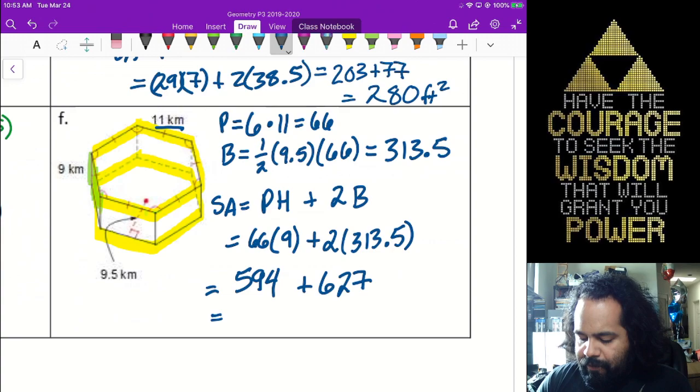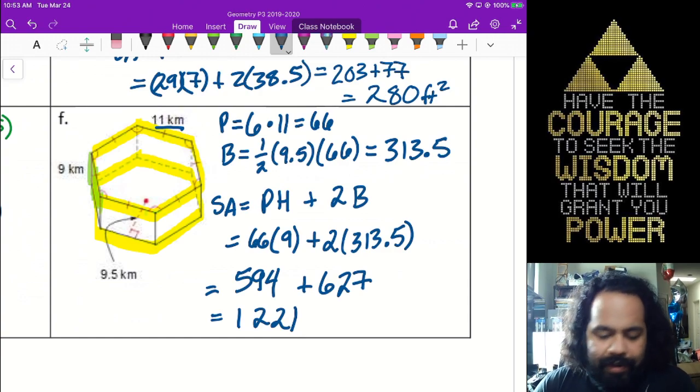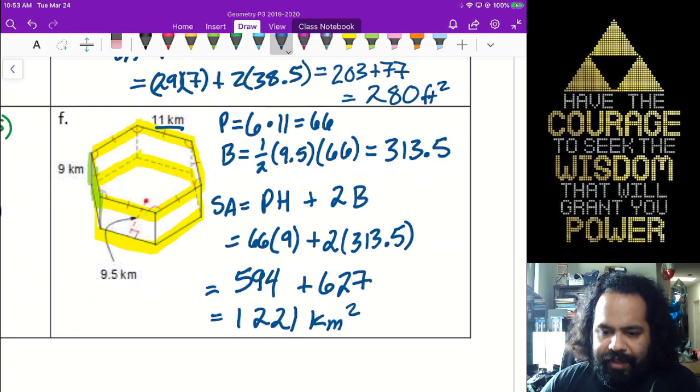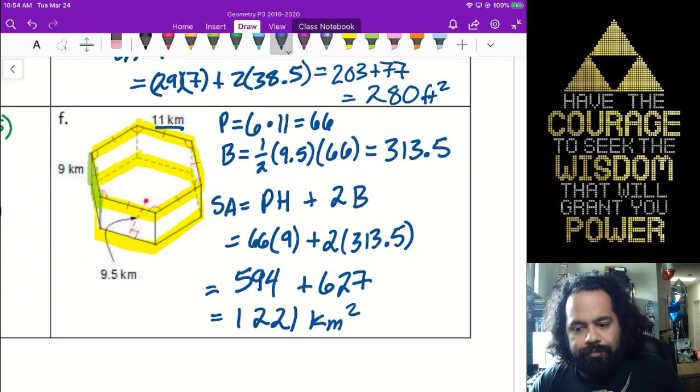So 594 plus 627, I can type in my phone. My sticker fell off on my phone, so it just feels weird. So 1,221 kilometers squared. That would be a huge hexagonal dome. Really huge.